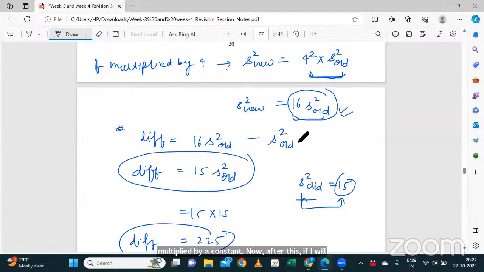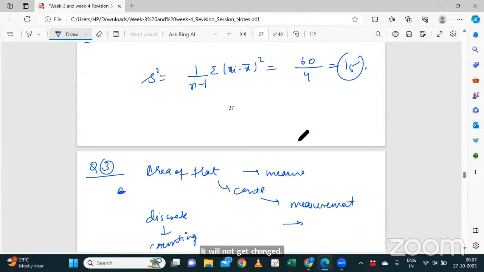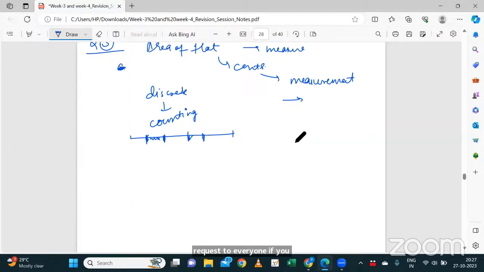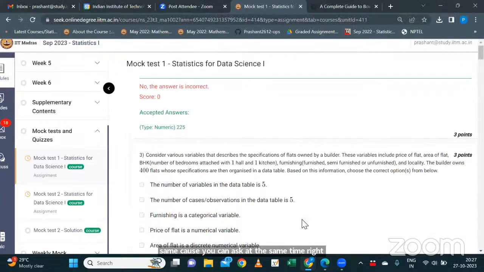A request to everyone: if you have doubts while we are discussing the same concept, you can ask at the same time, right? Because otherwise the link will break. We are discussing something else, then we have to move on. So please take care of these things. Is this clear? Question number 3 is okay for everyone.